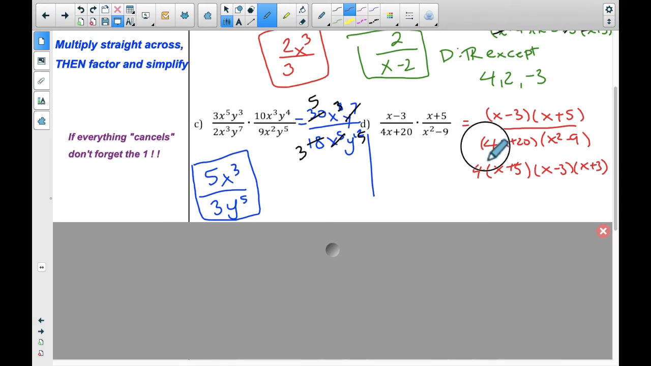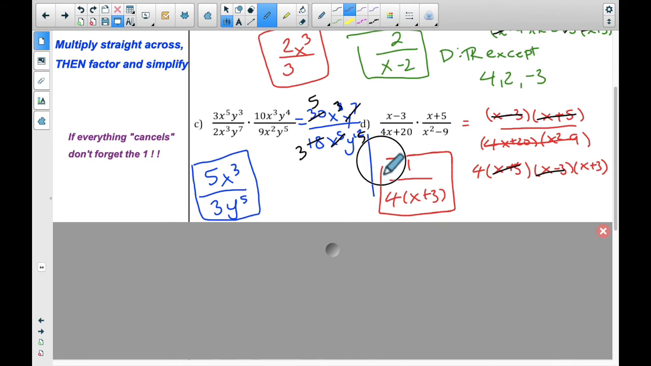Okay, let's look for things that we can cancel. Common factors: x plus 5, x plus 5, x minus 3, x minus 3. I feel it's like playing Go Fish. You get your pairs. All right, here's the deal. I've canceled everything in my numerator. When you cancel everything out, you have to put a 1. If you don't put that 1, you have an entirely wrong answer. Totally wrong. Upside down wrong. Okay, and then this is my denominator. As far as domain, I could see that my domain is all real numbers except 3, -3, and 5.